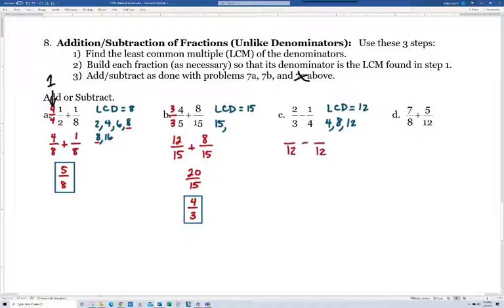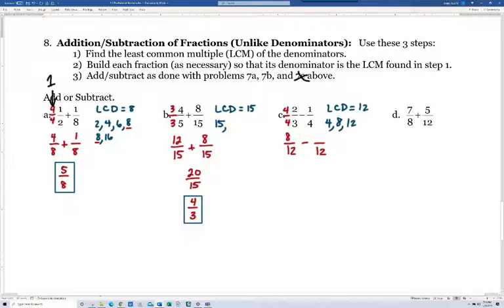So I need to rewrite each fraction with the denominator of 12. In this case, we'll have to change both. So to change a denominator of 3 to 12, I'm going to need to multiply by 4. So the numerator gets multiplied by 4, and we're going to get 8/12.